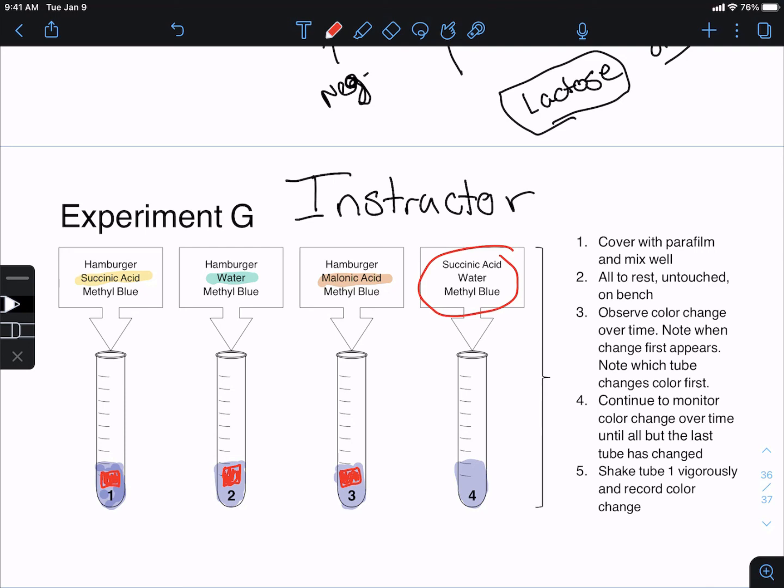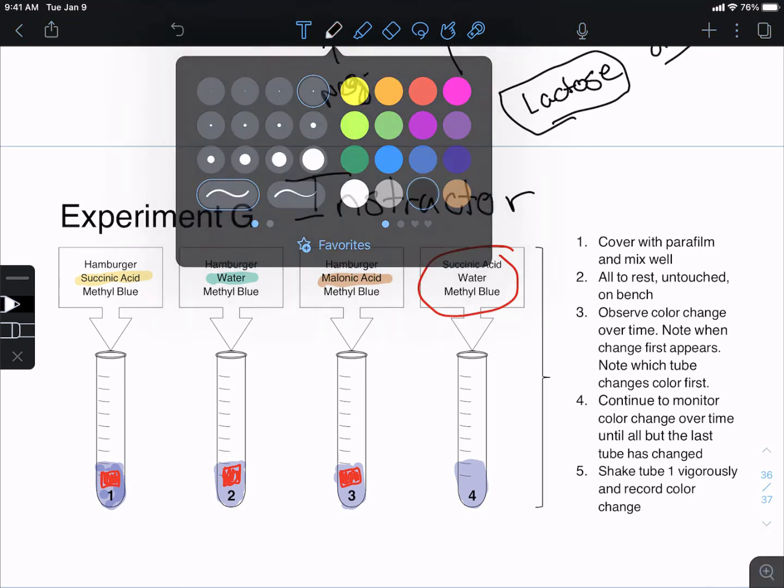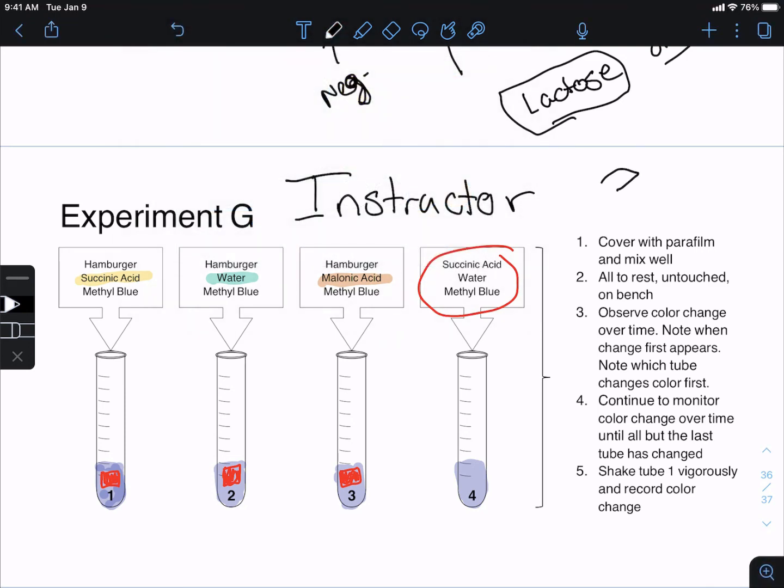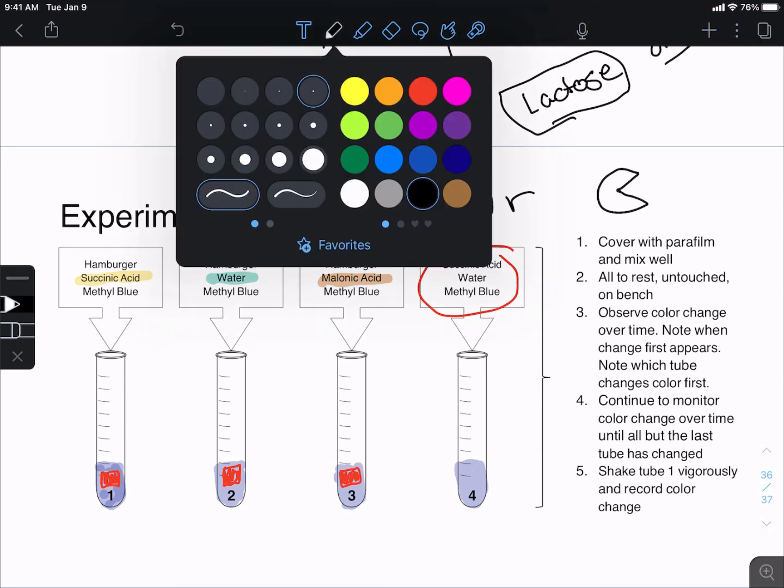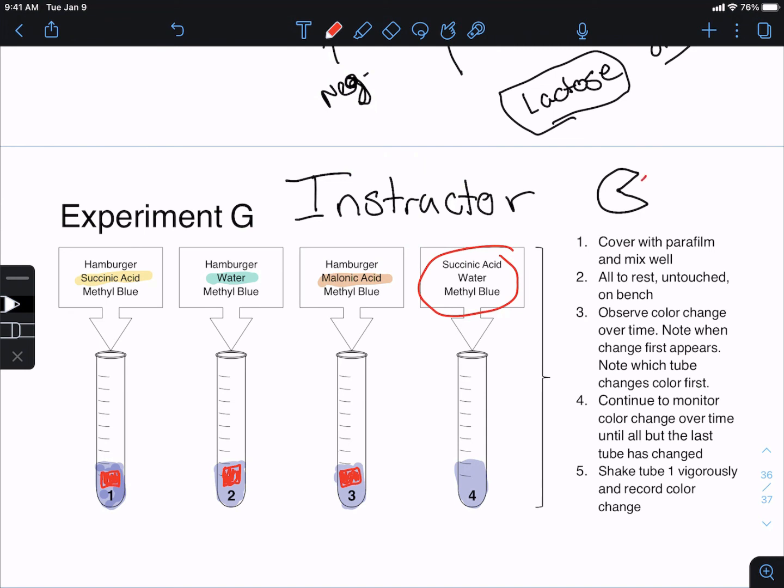So imagine, if you will, my little Pac-Man dude is my succinic acid dehydrogenase. Normally what that's going to do is bind to my substrate, which would be succinate, and convert it into fumarate. That's the normal thing. That would be my normal reaction.